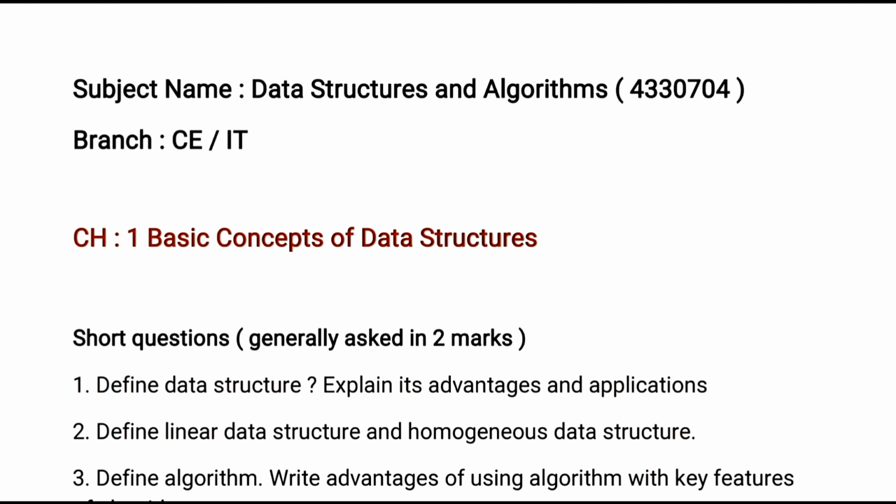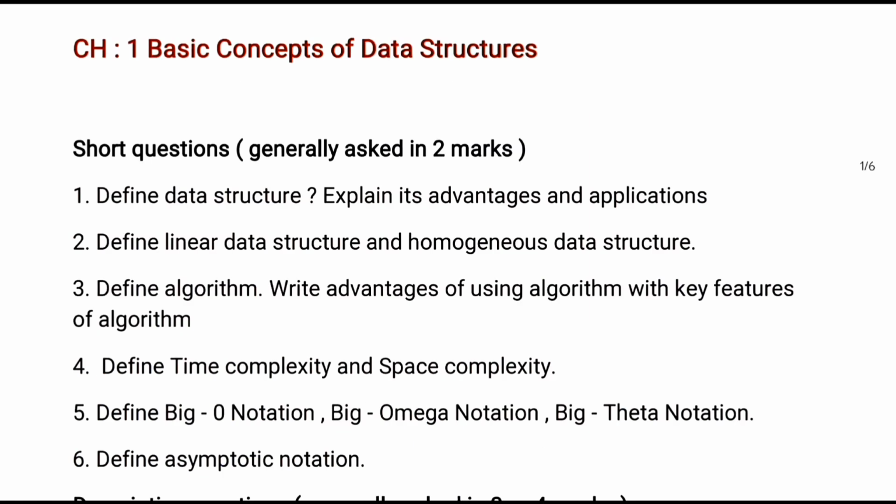Today we provide IMP material of subject Data Structures and Algorithms, and its code is 4330704. Chapter 1: basic concepts of data structures. Short questions, generally asked in 2 marks. 1. Define data structure, explain its advantages and applications. 2. Define linear data structure and homogeneous data structure. 3. Define algorithm. Write advantages of using algorithm with key features of algorithm.